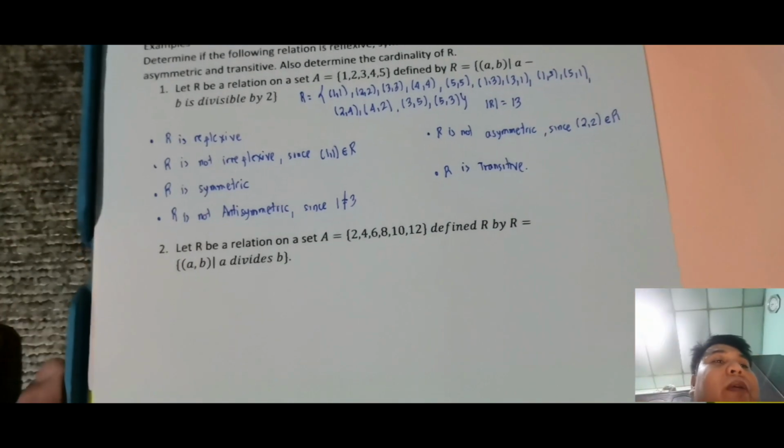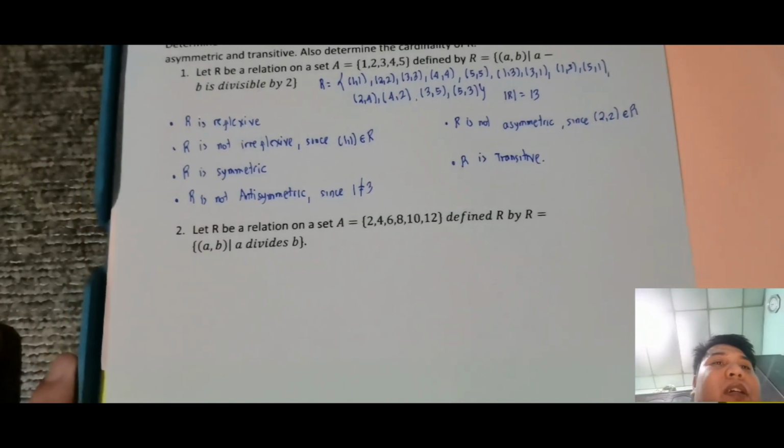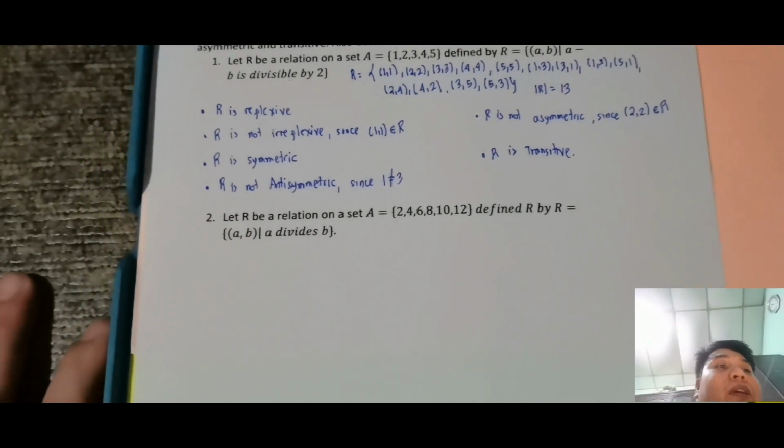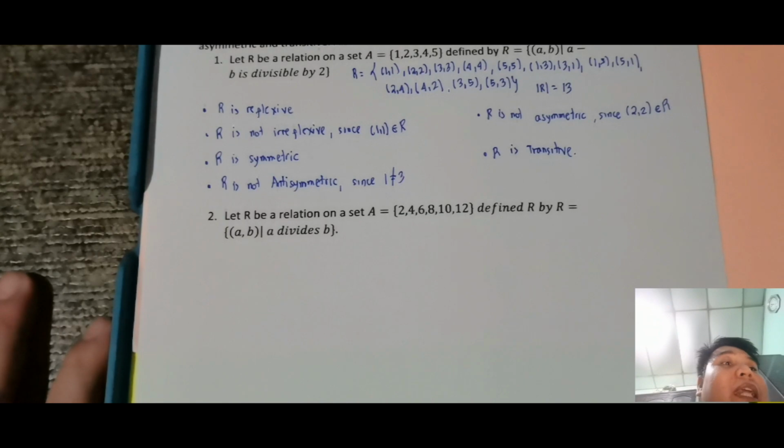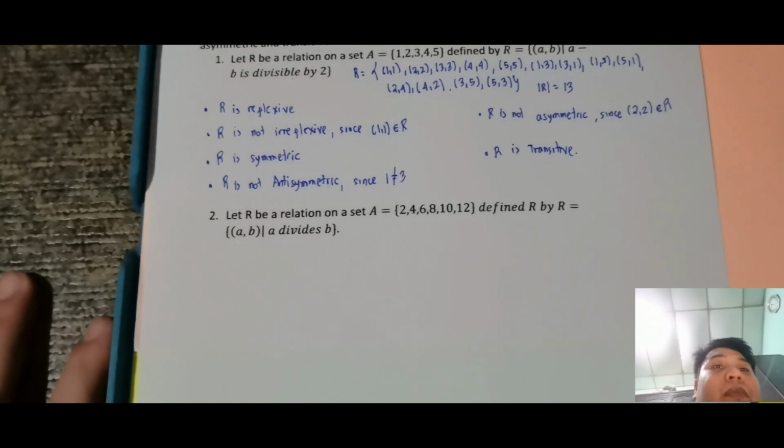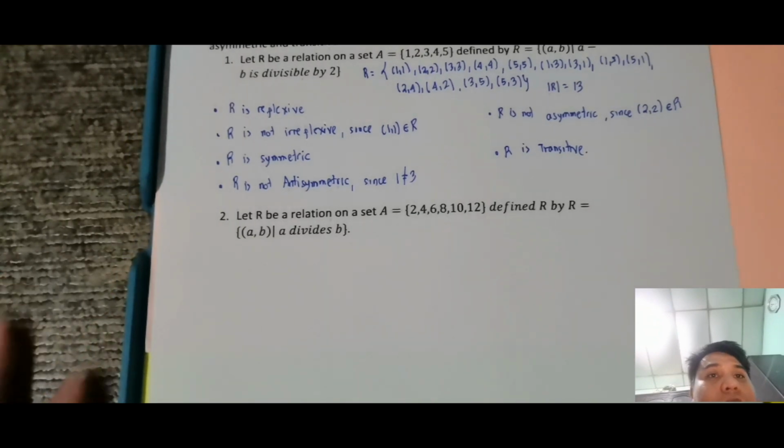So medyo tedious lang sa part ng pag-check. Ang haba. Okay, so hindi mo na kailangan ilagay yung element na kung saan siya nag-transitive. So by element mo kasi check kung transitive siya. Okay, so ulit si R is reflexive but not irreflexive, symmetric but not anti-symmetric, not asymmetric but transitive. So siya ay reflexive, symmetric, transitive.